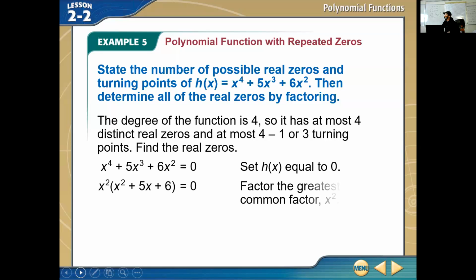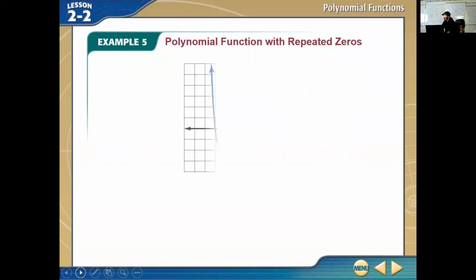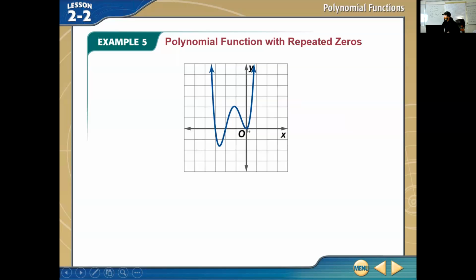So they factor. Of the zeros, x equals 0 is repeated. And you can see here on our graph, here's our zero at negative 3. You can see it crosses the x-axis. Here's our zero at negative 2. You can see it crosses the x-axis. Our zero at x equals 0, it comes down, it touches, it becomes tangent, and then veers back off. That's what's known as a repeated zero.